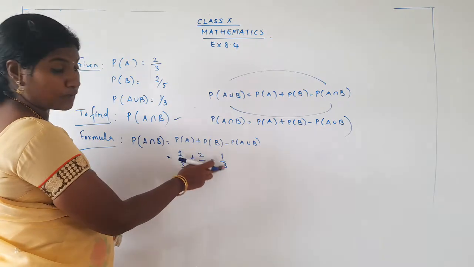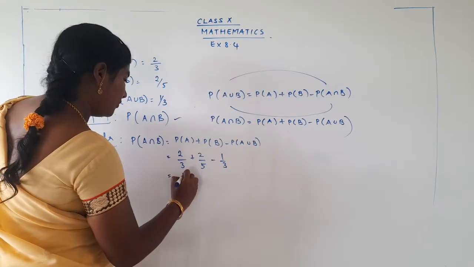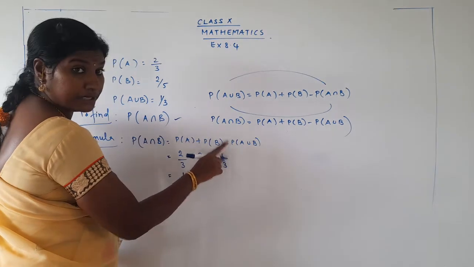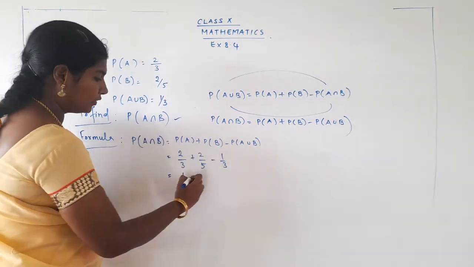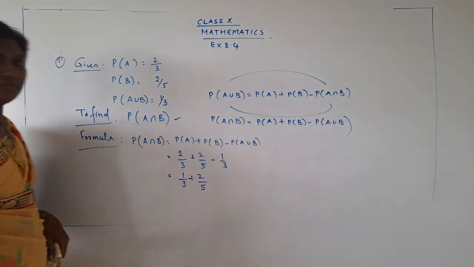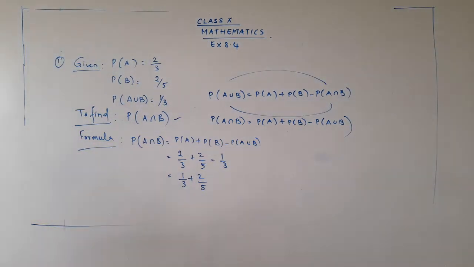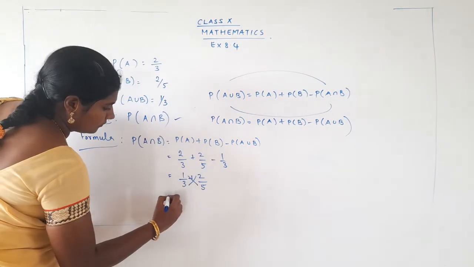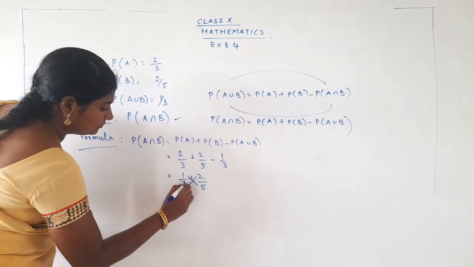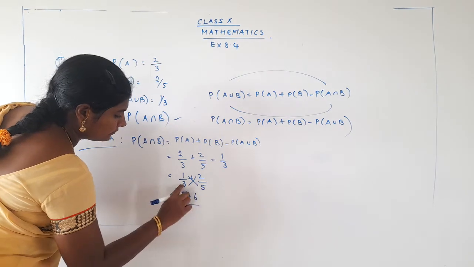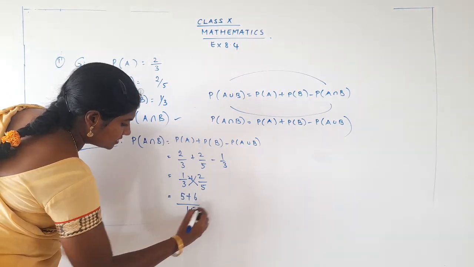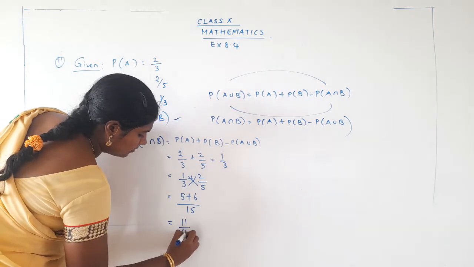This is 2 upon 3 and this is 1 upon 3. So I get the answer as 1 upon 3, 2 minus 1 will give you 1 and the denominator is 3. So 1 upon 3 plus 2 upon 5. Now we have to just cross multiply and get the answer. 5 ones are 5, 3 twos are 6, 3 into 5, 15. So what's the answer? It's 11 upon 15.